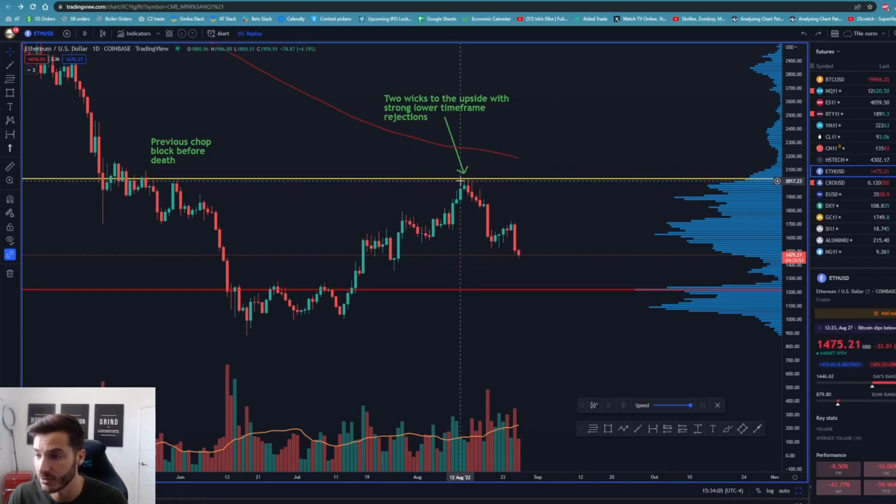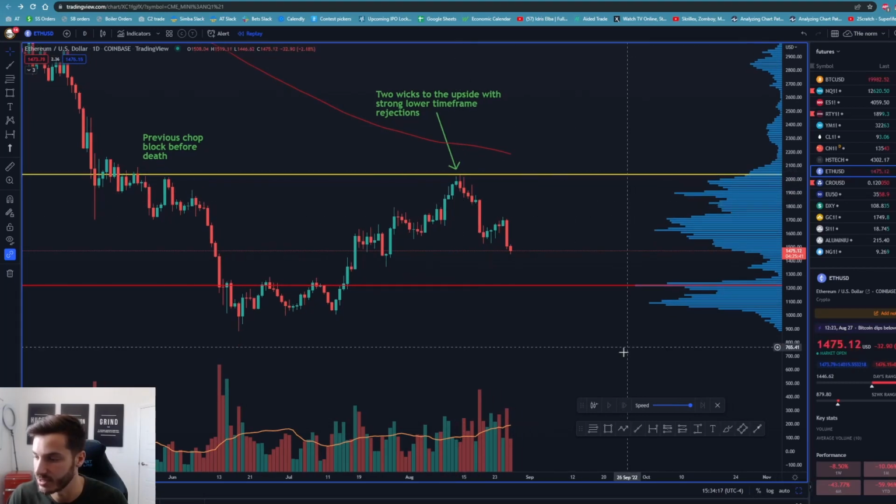So what we have here now is 2 wicks to the upside. We have 2 days in a row, 3 days really, of rejection. That means at some point the price came up here and dropped back down. So this is a good area to take a short.